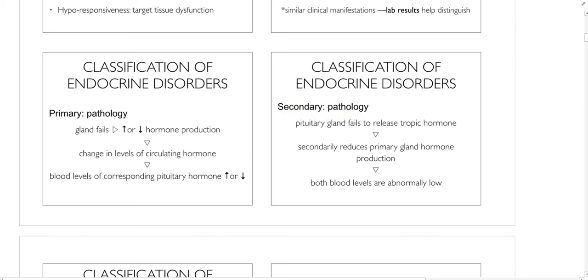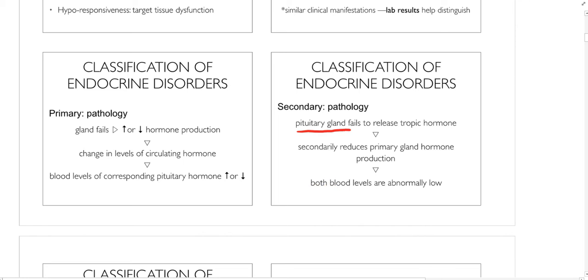Secondary endocrine disorders are where the pituitary gland fails to release its tropic hormone and that secondarily reduces the primary gland's hormone production. Like in which one was it? Addison's disease, I think it was, but I can't remember actually. We'll come to that. And with this, both blood levels become abnormally low.